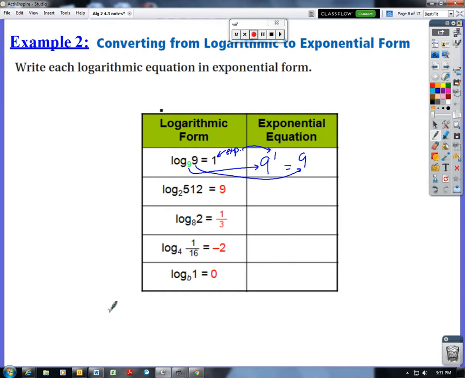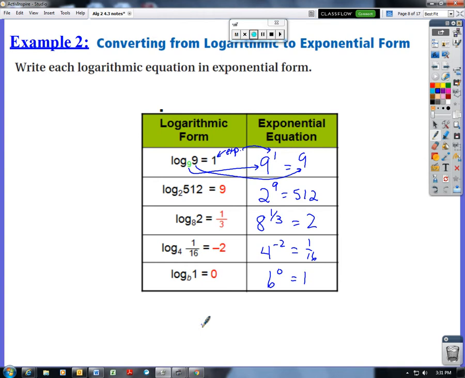Okay, we'll do another one. 2 to the 9th is 512. The next one, the base is 8, raised to the exponent, which is 1/3, equals 2. 4 to the -2 equals 1/16. b to the 0 equals 1.